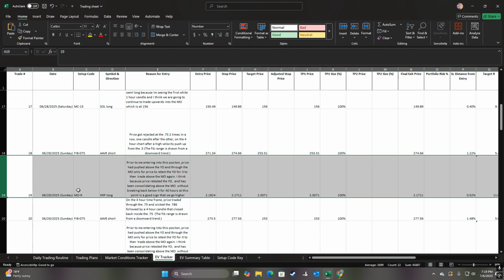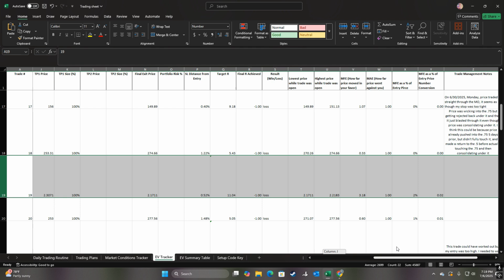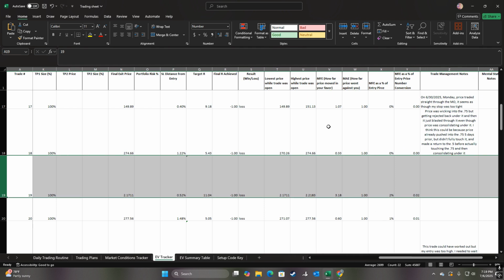So here's one right here, monthly open retest, XRP long. I think this was a loss. Yeah. So what the MFE is, how far price moved in your favor. So 3.8. This is how much R we could have had. We could have had 3.8 R, right?